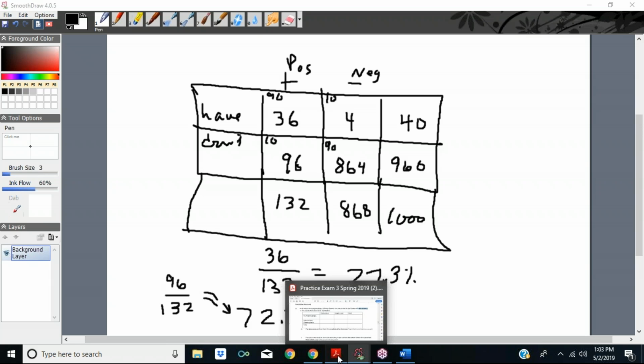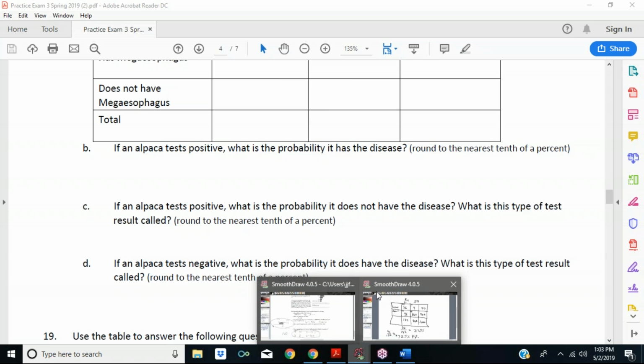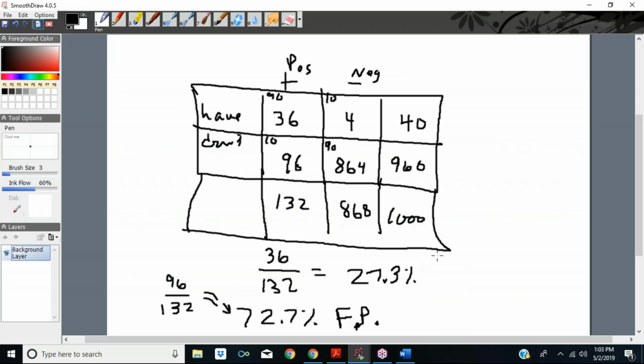And then part D says if an alpaca tests negative, what's the probability it does have the disease? So this is the false negative. So if it tests negative, so that's our denominator, 868, what is the probability it does have the disease? So it's 4 out of 868. So 5%, and that is the false negative. So the test showed negative, but they actually have it. For part D.